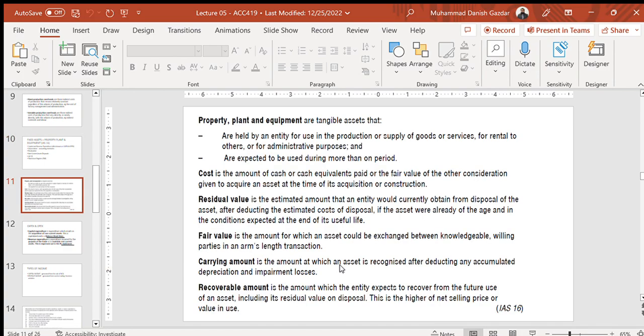These are definitions which are given in the IAS. Property, plant, and equipment are tangible assets that are held by an entity for use in the production or supply of goods or services, for rental to others or for admin purposes, and are expected to be used during more than one period, which means that these assets are usually held for more than 1 year. And here are some of the definitions. I would not go into big details here, but we would discuss the concepts.